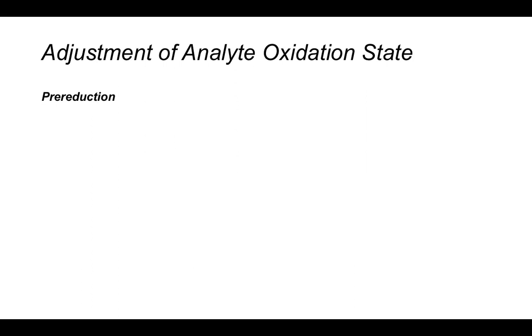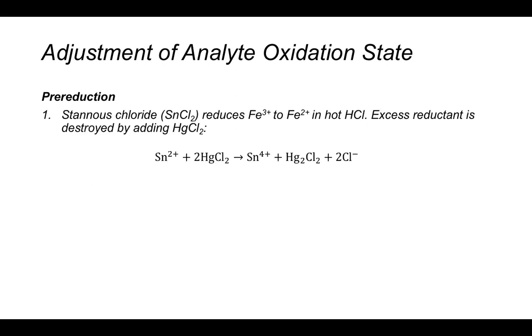Another adjustment of analyte oxidation state is by pre-reduction. This is analogous to the pre-oxidation. Stannous chloride reduces iron 3+ to iron 2+ in hot hydrochloric acid. Excess reductant is then destroyed by adding mercuric chloride. We can react the excess stannous chloride with the mercuric chloride to produce tin 4+, dimercury chloride, and leftover chloride ions. So stannous chloride is a reducing agent for iron 3+ to iron 2+.